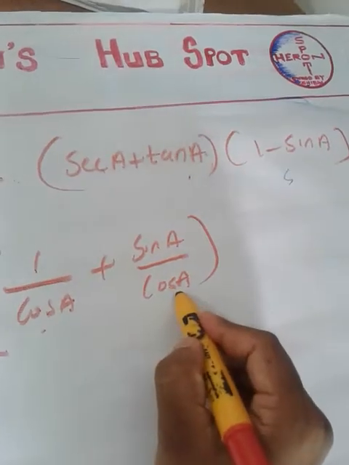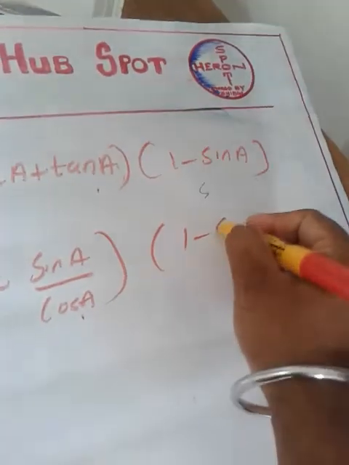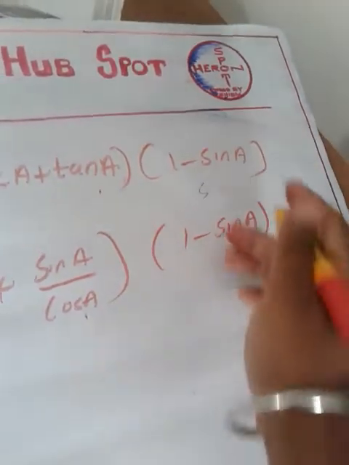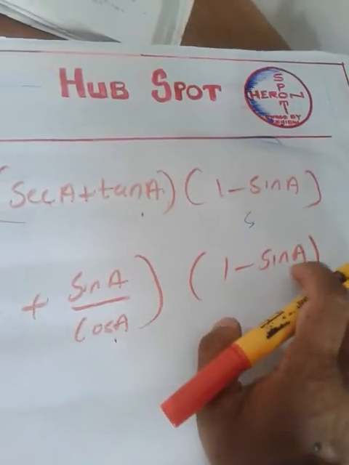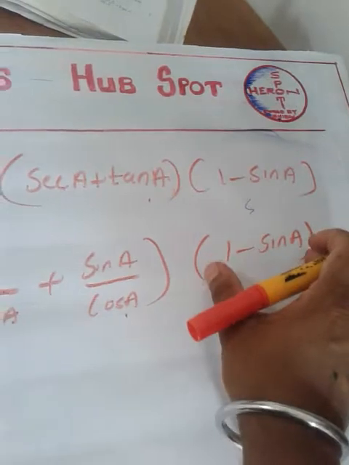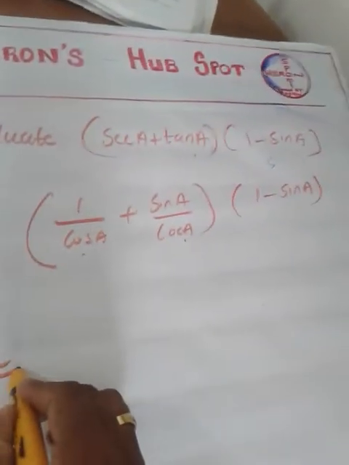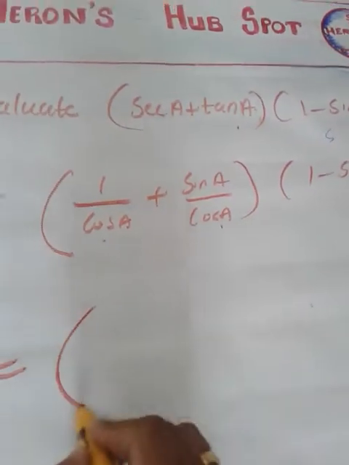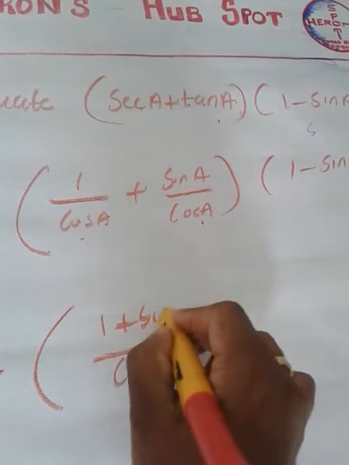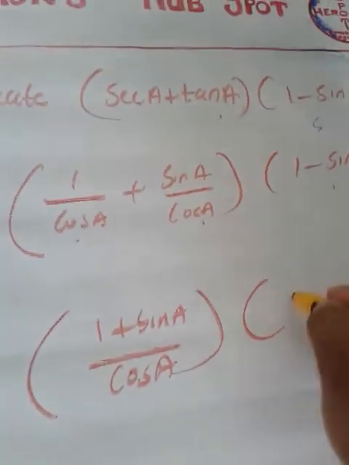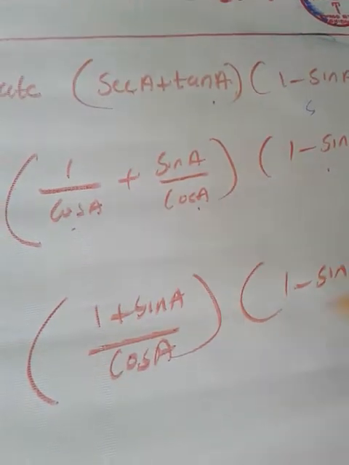What is the advantage? See the denominator, that is the advantage. And 1 minus sin a as it is, because sin a, cos a are all the most simplified, simple operations. We are not going to disturb it this time. Keep it like that. Are you following me? And next step, since the denominator is same, just write that, add the numerators, and this time as it is, 1 minus sin a.